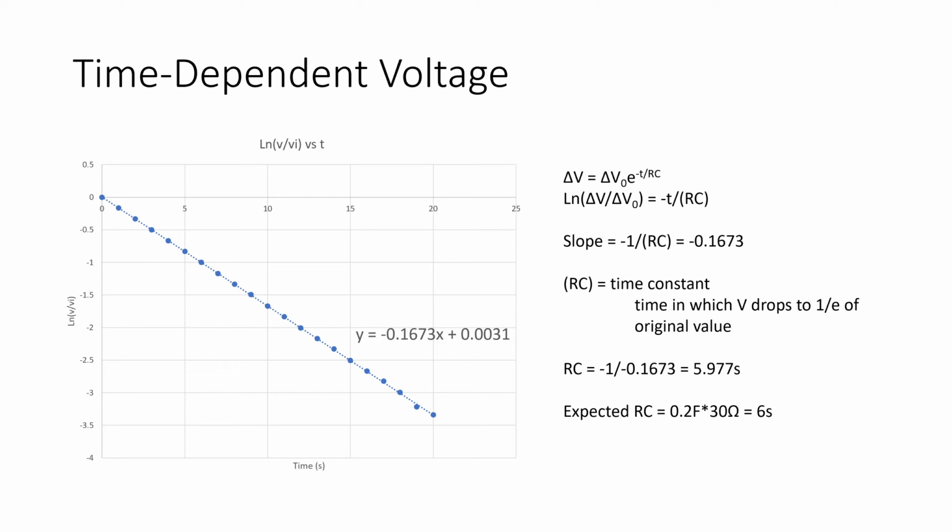So the slope of this graph is negative 0.1673, and that makes our time constant 5.977 seconds. And this is expected, because if you calculate this from the pieces of it, which is a 0.2 Farad capacitor and a 30 ohm resistor, you get a time constant of 6 seconds. And the time constant is the time in which the voltage drops to 1 over e of the original value.